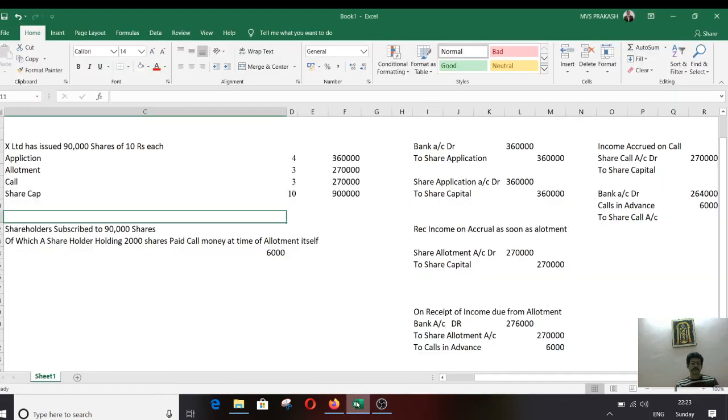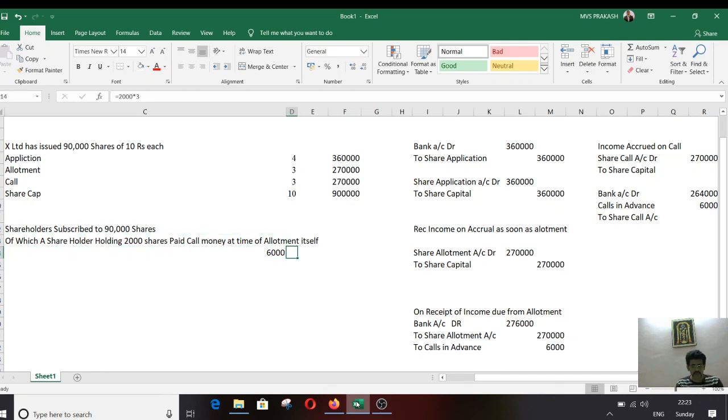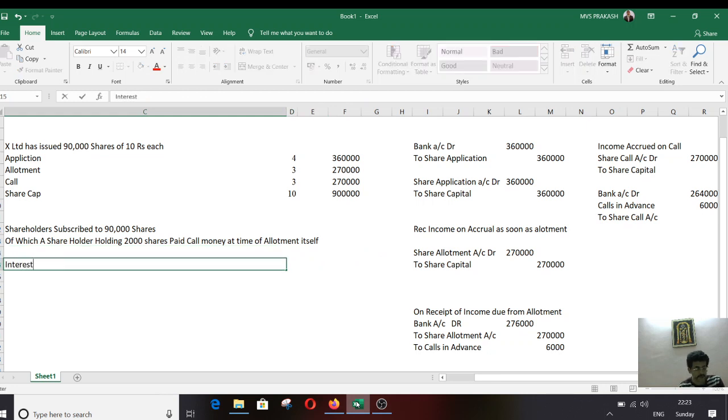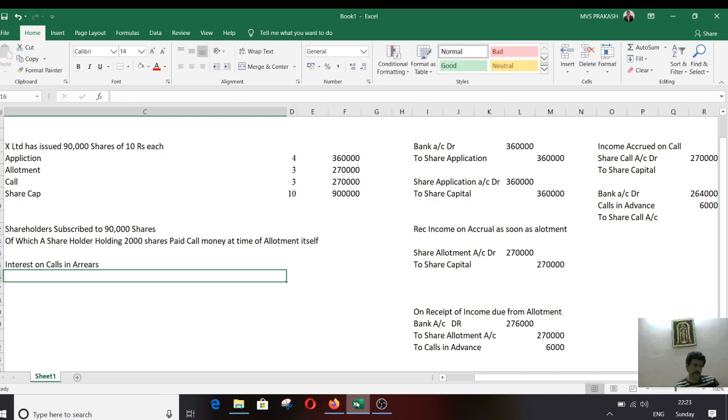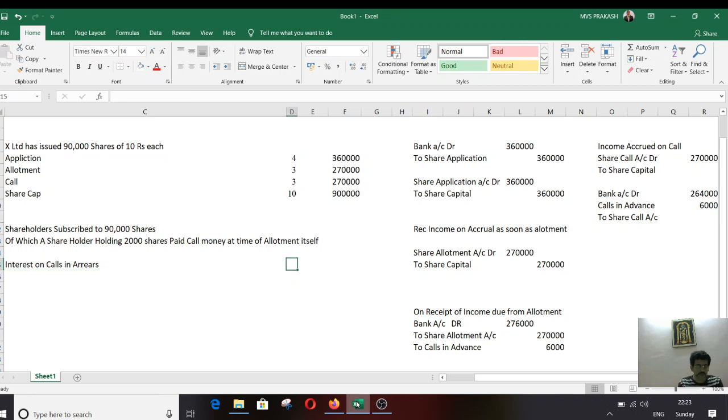Okay, so now we have discussed the accounting impact of interest on calls in arrears. You are supposed to pay me money, you have not paid. For that, there is a delay happening. So the company is charging some interest from you. So interest on calls in arrears is always to be considered as income from the company's point of view.